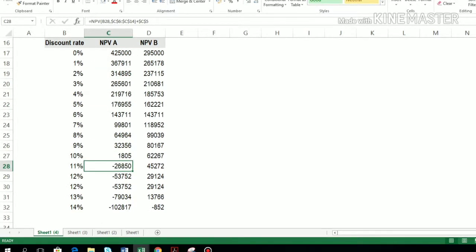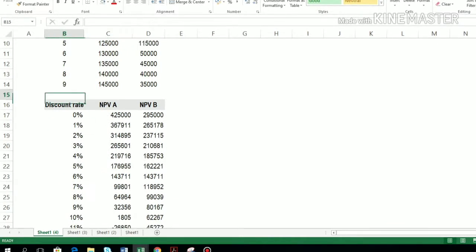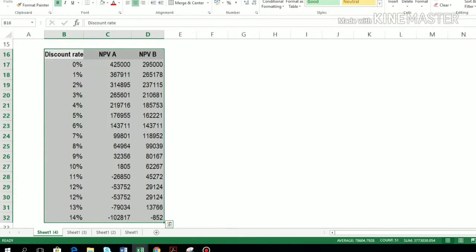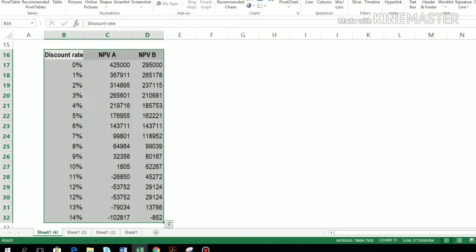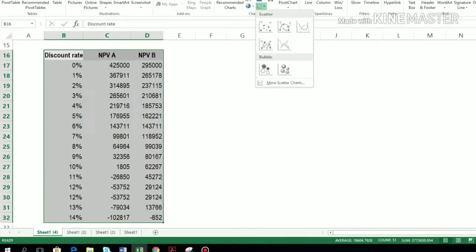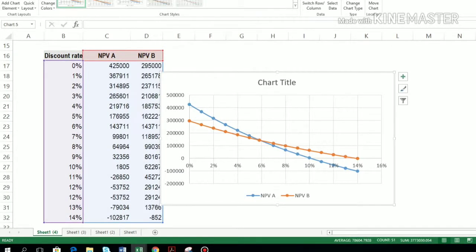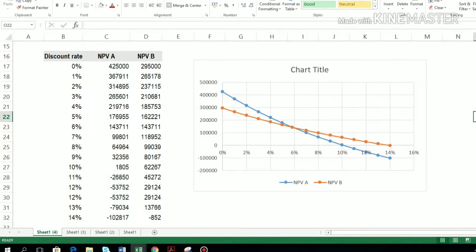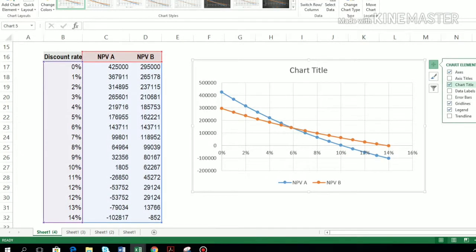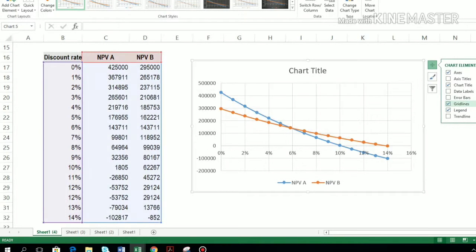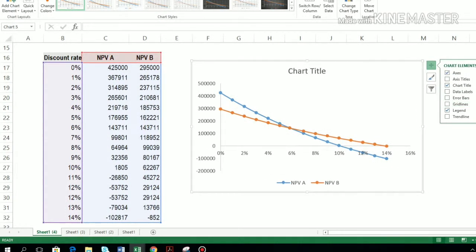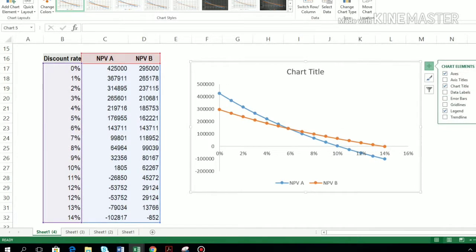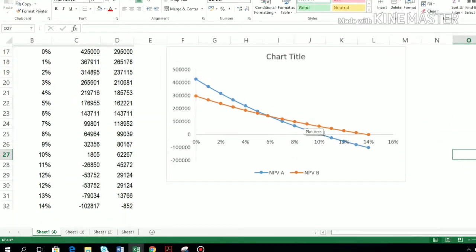So now what we have to do is just select all the data, click on insert, and click on scatter graphs and select the scatter graph. So this is our NPV profile. So we are going to see what is happening in the chart. I'm going to remove the grid lines so we can have a better picture. Adding data labels is not a good option. So now we're going to see what is happening over here. So this is our NPV profile.